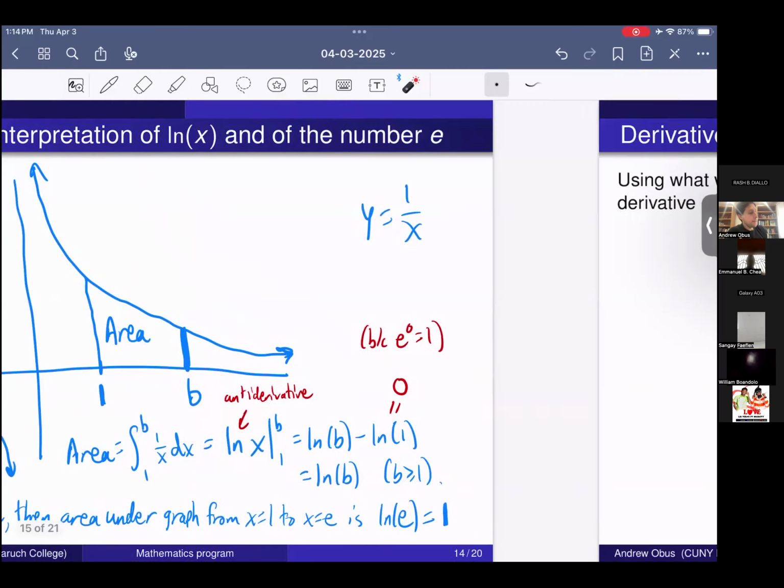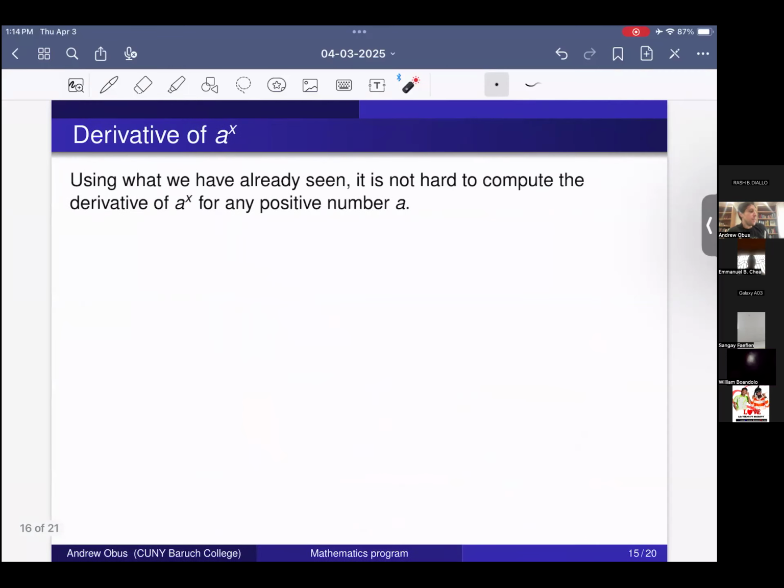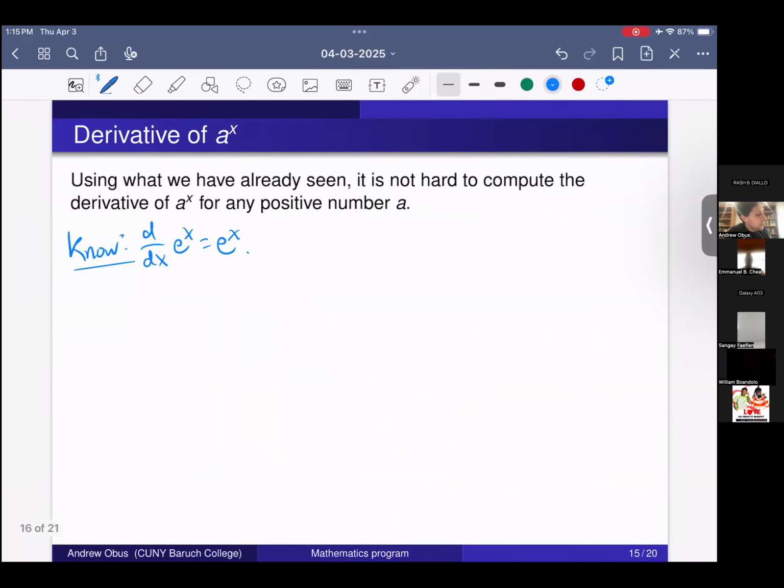Okay, so now, as Enoch was saying, using what we've already seen, it's not that hard to compute the derivative of a to the x for any positive number a. Okay? And the point here is that we know, remember, we know that the derivative of e to the x is equal to e to the x, right? That we know. Okay? So what is a to the x?